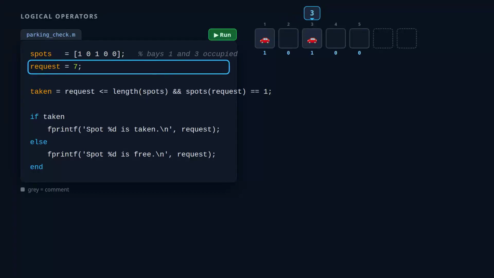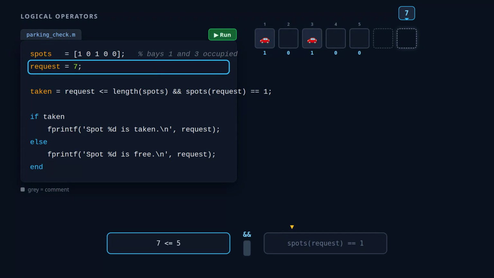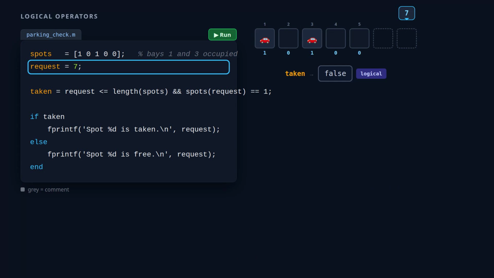Now the key moment. Change request to 7. Left side first. Is 7 less than or equal to 5? False. And that settles it. A false side makes the whole and false, whatever the other side says. So MATLAB never evaluates spots(7). It doesn't look, it doesn't error. taken is false. That's the double ampersand earning its keep.